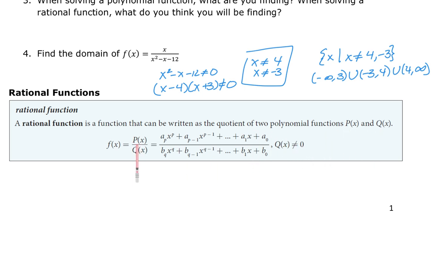Now, if you remember back in the rational zeros theorem, we have p over q. So we still have a p over q, but now we're talking about polynomials p and polynomials q, and not just the factors of the leading coefficient and the factors of the constant. Now we're actually talking about polynomials, but notice it's still p over q.